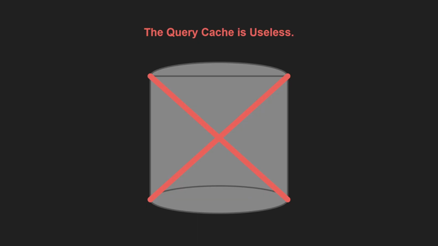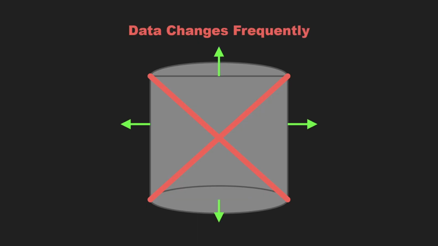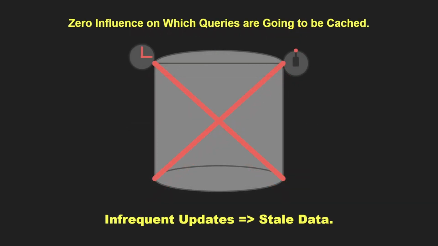Nowadays, the query hash is practically useless. In most real-world apps, data changes frequently. Every insert, update, or delete operation invalidates the query hash. You have zero influence on which queries are going to be hashed or not. It's all or nothing. You also have no influence on how long the query is going to be hashed either. This means that if your data is infrequently updated, the query hash could serve stale data.